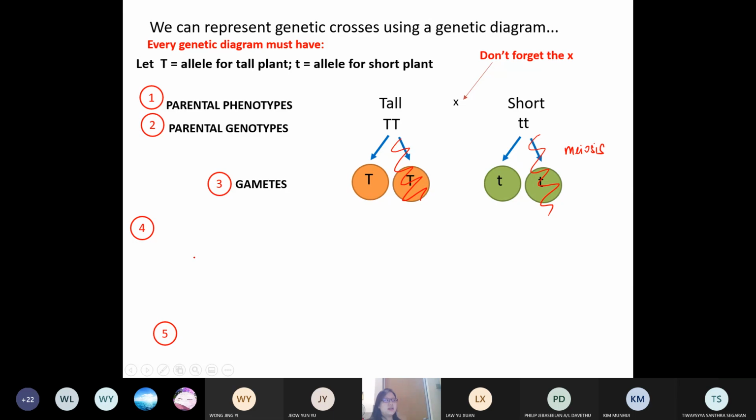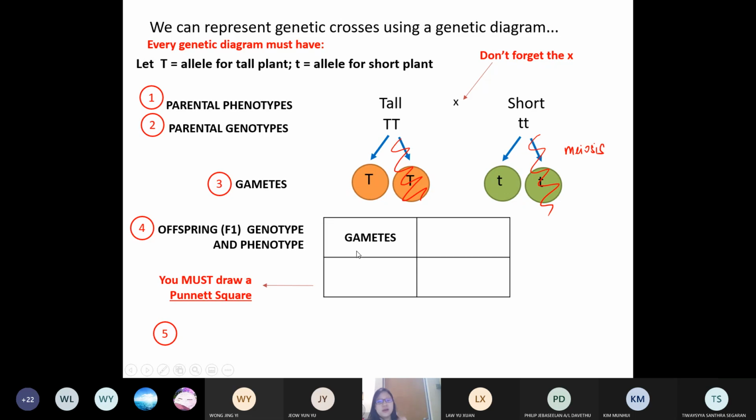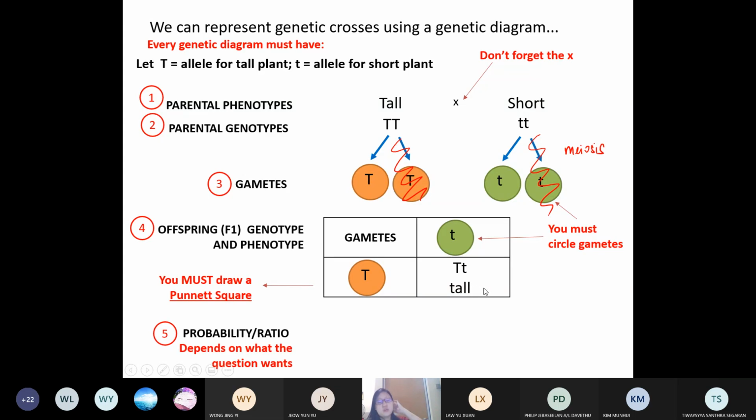And that's fine. Now, the next thing you need to write is the offspring genotype and phenotype. This should be in a Punnett square. You must draw a Punnett square. This is a very easy example, but we will still draw the Punnett square, and you must circle all the gametes. This circle, this circle, this circle, showing that they are in distinct different cells. The gametes are different cells. So in the Punnett square, big T and small t put together show the phenotype. This is a tall plant. And last but not least, you have to show the probability or ratio.